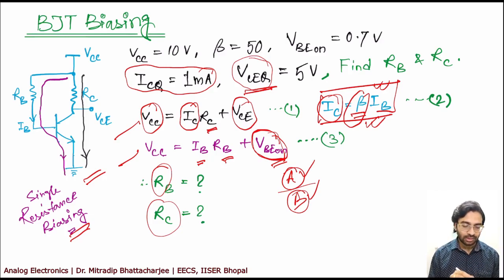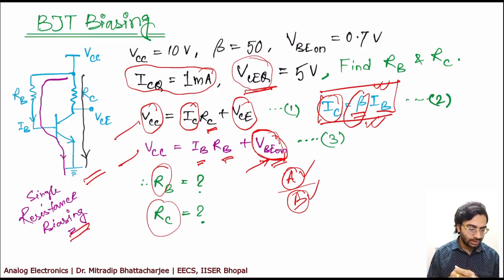As I said, temperature will change VBE on, but even if VBE on is not a very strong function of temperature, this beta is a very strong function of temperature. If you change temperature, you'll find the beta value is changing. Your beta value will also change your IC value. So your operating point will start oscillating. It will not be fixed. It will start moving here and there, and in the worst case, it may end up entering the saturation region. So your whole biasing will not be good for amplification.